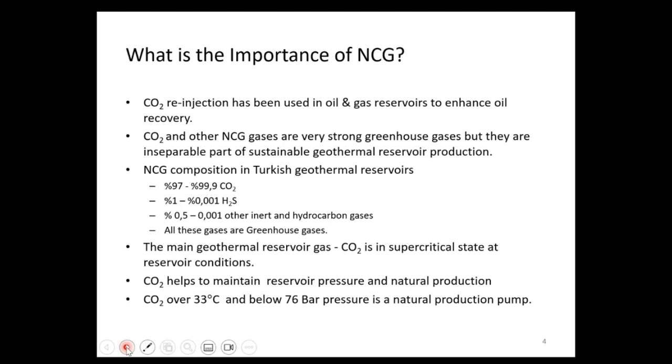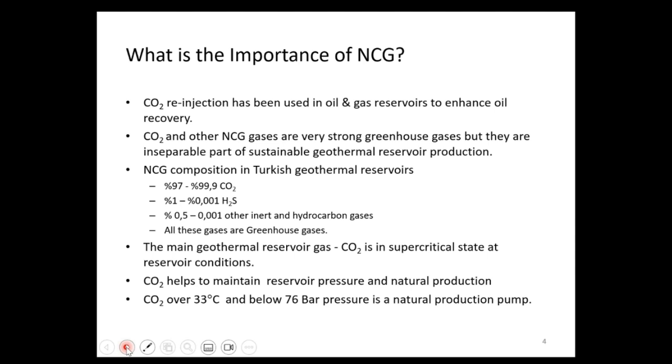As some of you may know, CO2 reinjection has been used in oil and gas to enhance recovery. CO2 and other NCG gases are very strong greenhouse gases, but in most of the current geothermal systems, after the condenser, they have been released to the atmosphere, unfortunately.